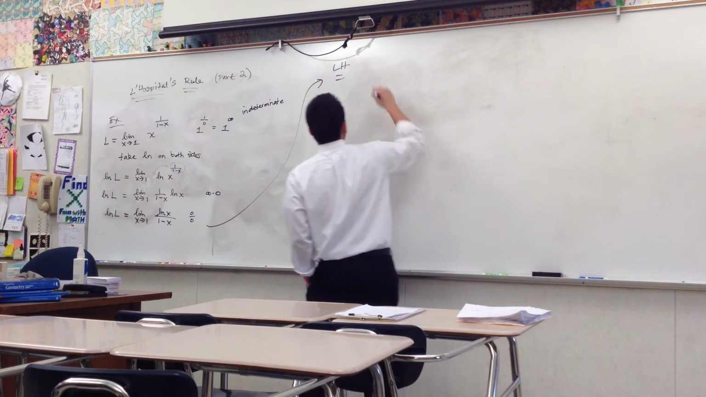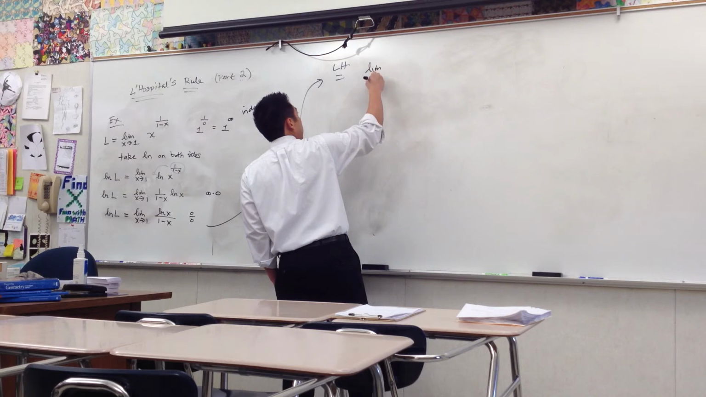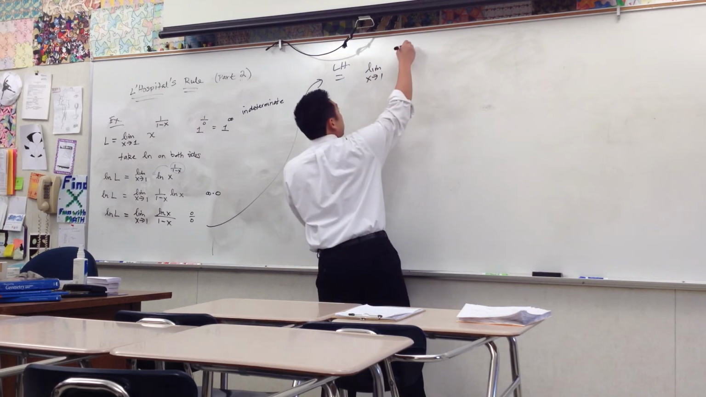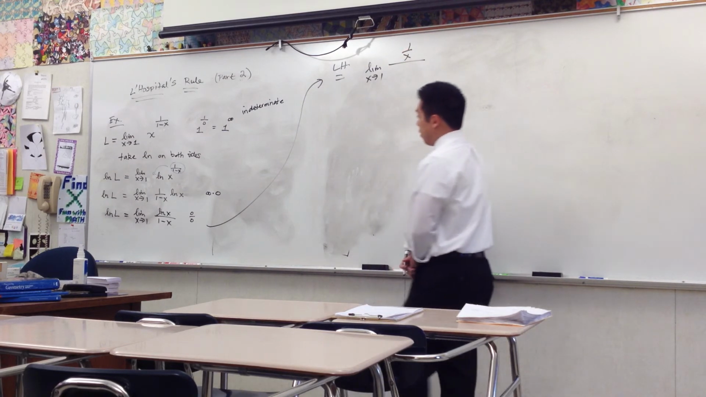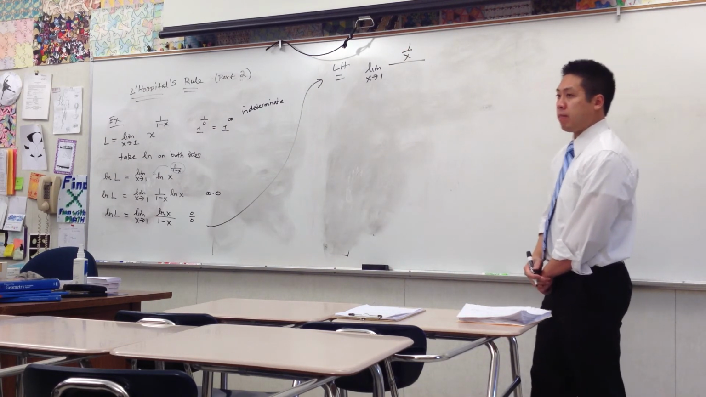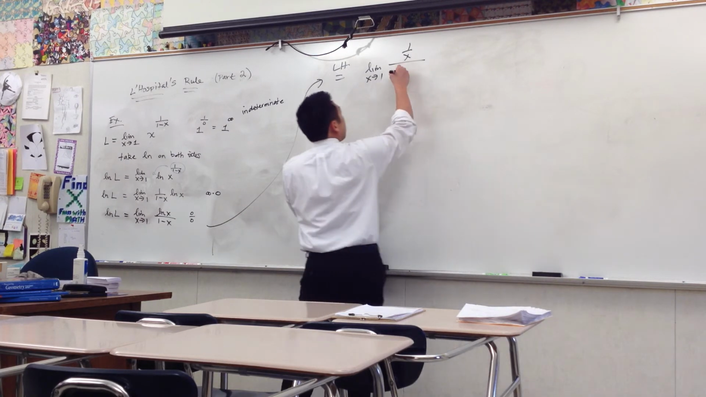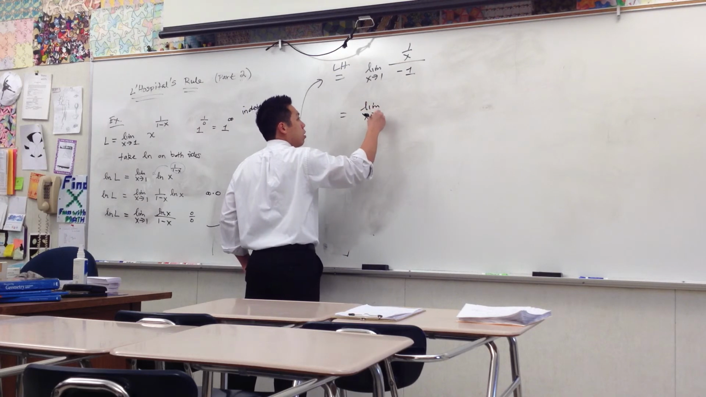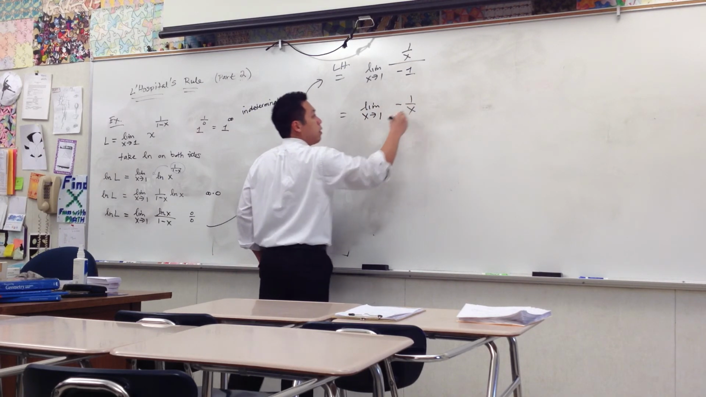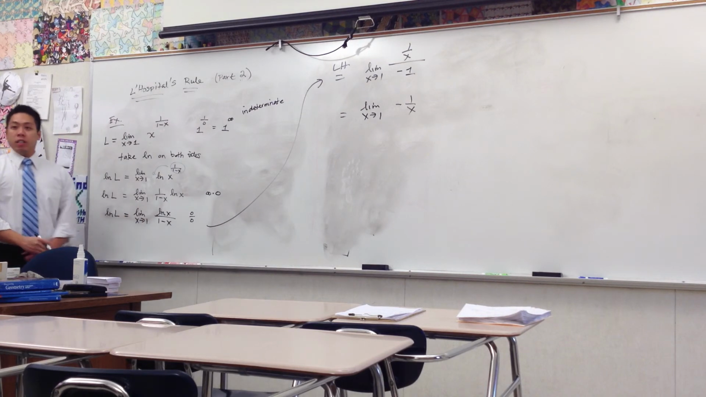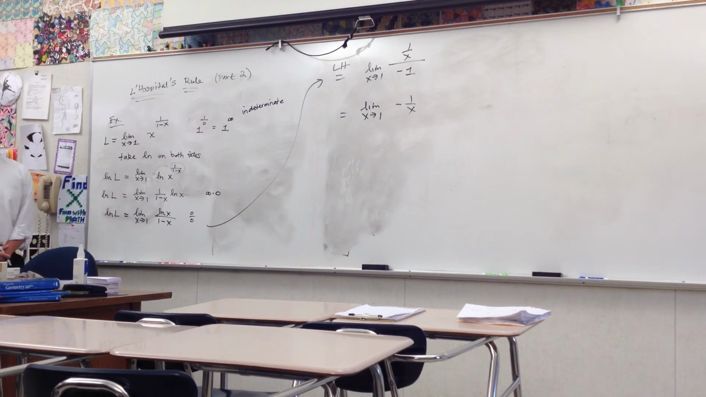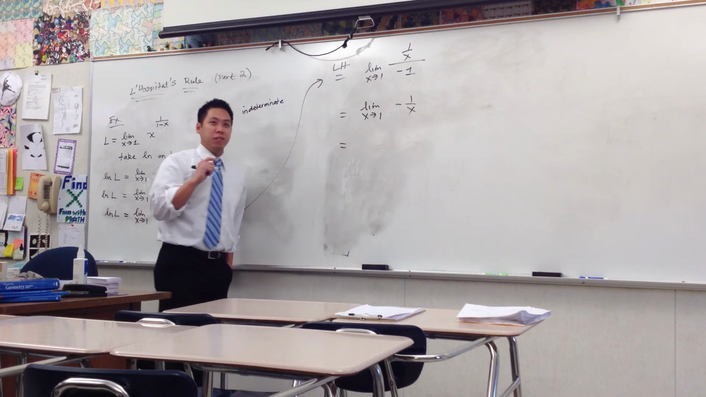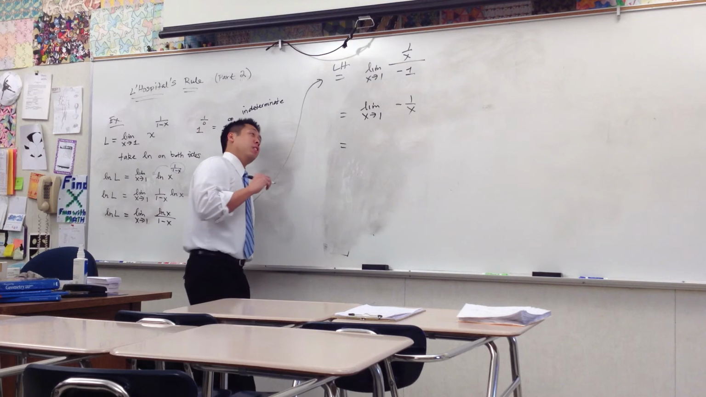What's the derivative of log x? 1 over x. Derivative on the bottom: -1. So this simplifies to -1 over x, right? Plug it in. So -1 divided by 1 is -1.